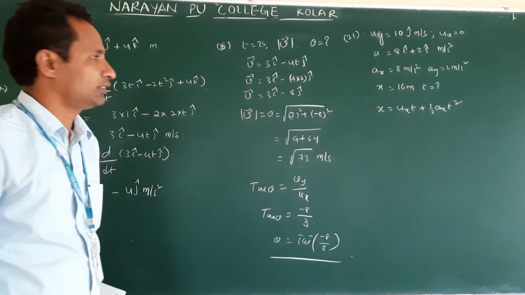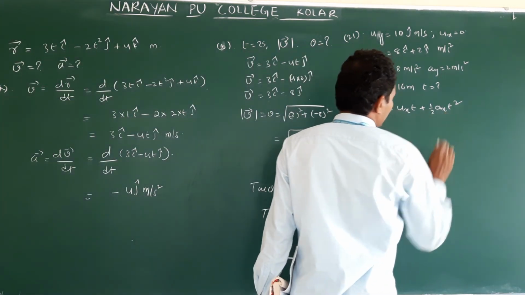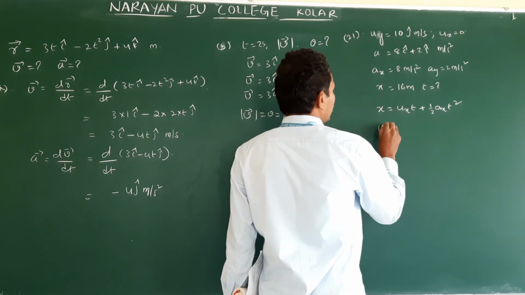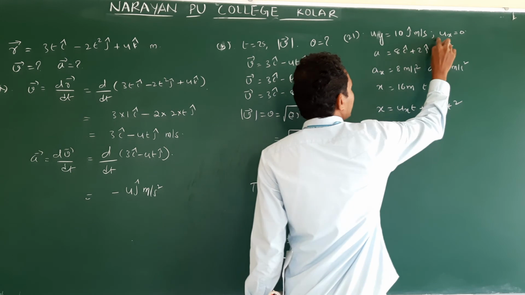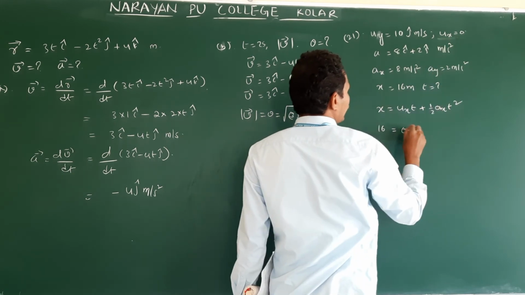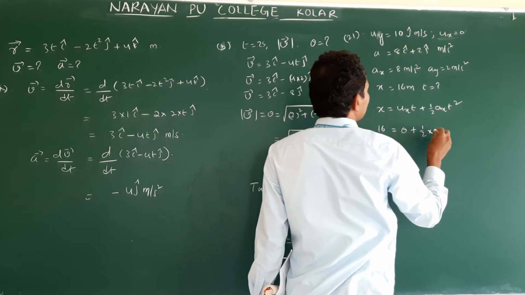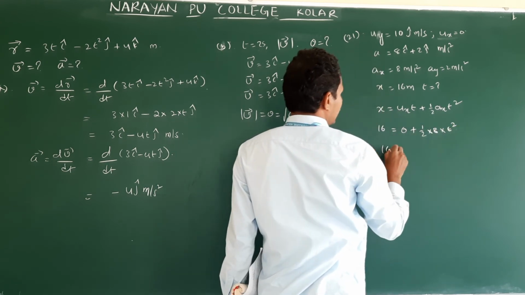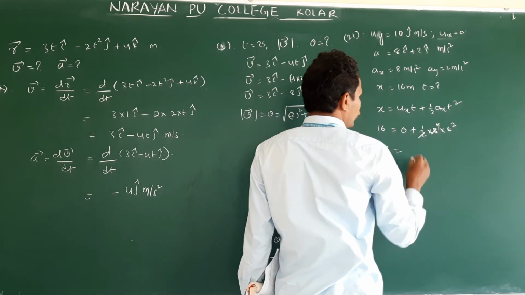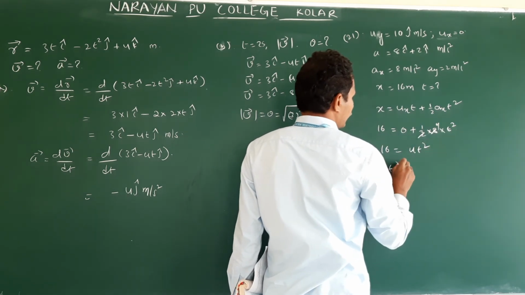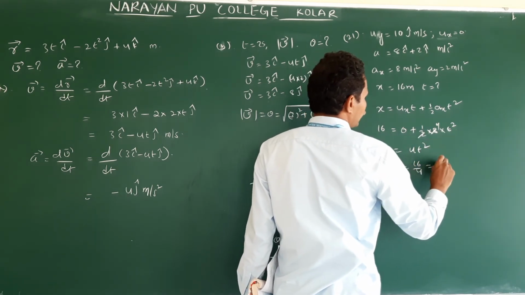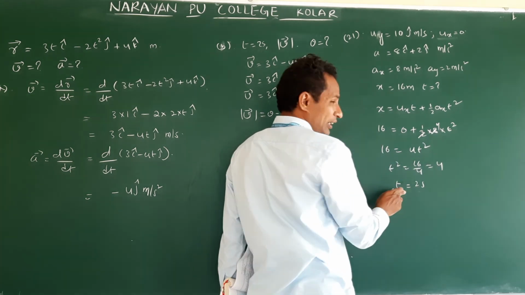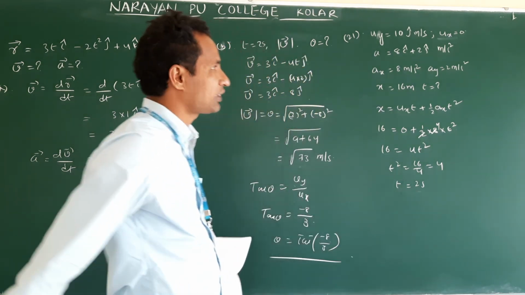Take the equation along x, because they are asking for t when x is equal to 16. Substitute: 16 is equal to ux, the initial velocity along x direction, 0, plus half. What is ax? 8, times t square. So 16 is equal to 4 t square. T square is equal to 16 by 4, which is 4. T is equal to 2 seconds. Actually plus or minus, but we are taking the positive time, so 2 seconds.